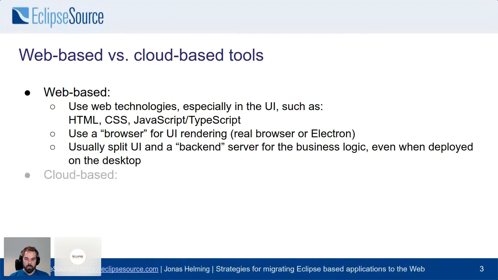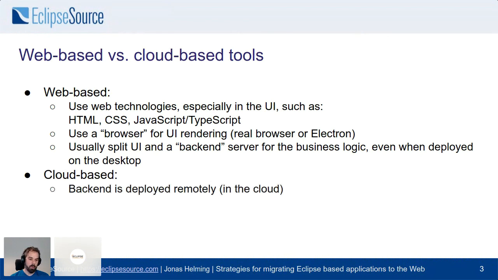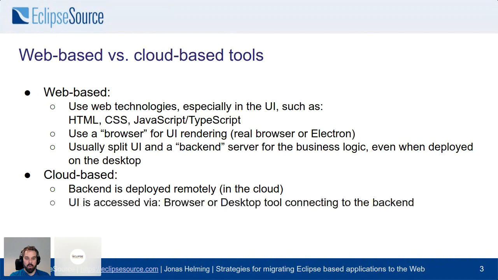Now, a cloud-based tool, in contrast, is essentially a web-based tool, but the backend is then deployed remotely somewhere in the cloud, and you access the UI via a browser. You can even access a cloud-based tool with a desktop application, so that the desktop UI basically connects to a remote backend. And that's a little bit of a special case. But from my point of view, what cloud-based tool really means is that the backend is running in some cloud container.